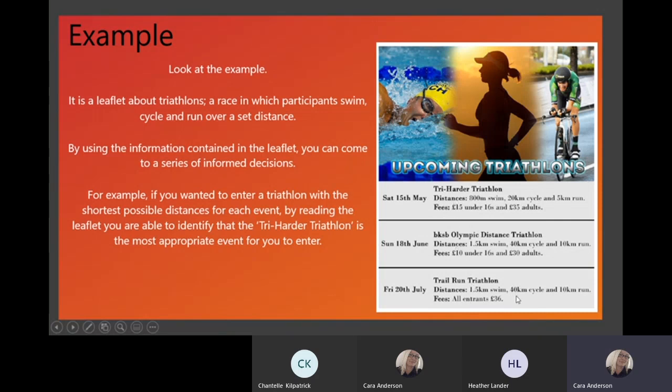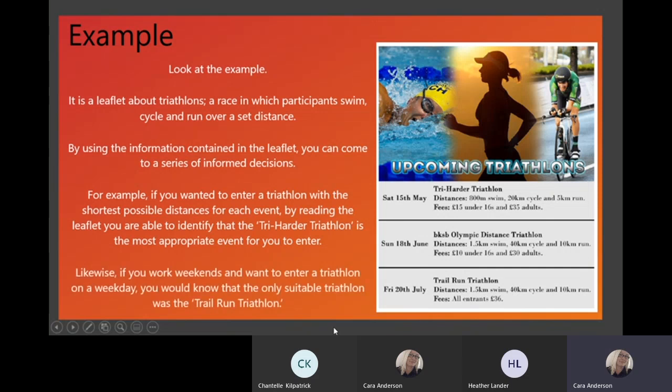So if you're quite new to triathlons and you've never done it before, you certainly wouldn't want to go to the highest distance. You'd want to ease yourself in gently, otherwise you might not finish it. So likewise, if you work weekends and you want to enter the triathlon on a weekday, again, you would go straight to the information. You know you're only looking for weekdays, so that only gives you one option, which is obviously the Friday. So you know that the answer is going to be the trail run.